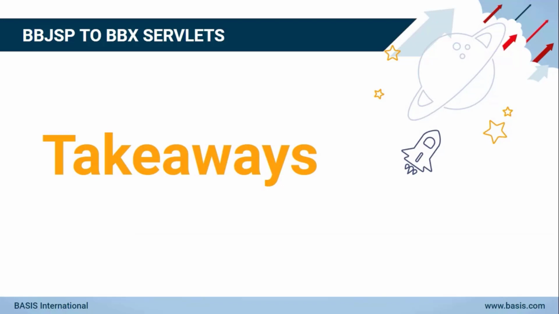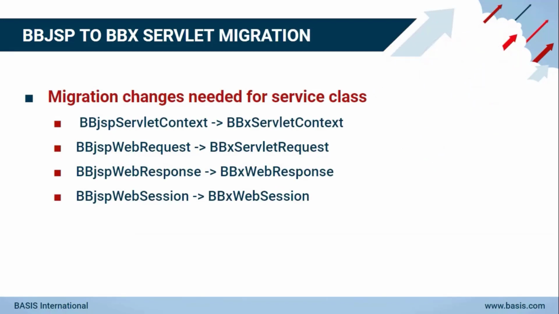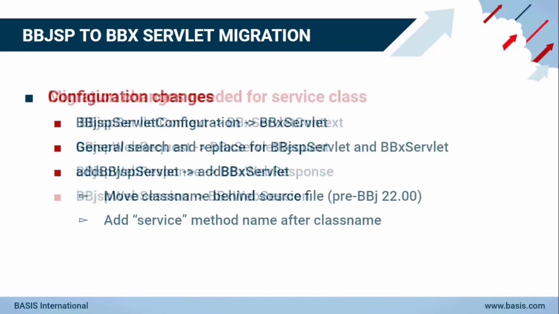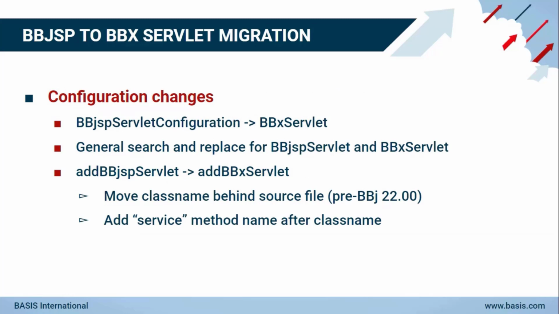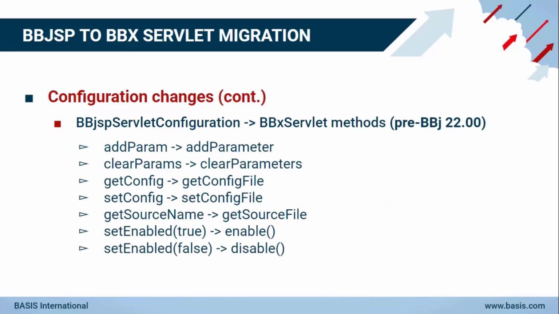So what are the takeaways from all this? Well, I found that while the execution side of BBjspServlets could in fact be easily migrated by changing the servlet context, web request, web response, and web session to their BBxServlet counterparts, the configuration side of the equation posed a little bit more of a challenge. The mismatch in argument patterns in the add servlet methods made it a tedious task to go through and manually change the ordering of the mapping source and class name. An equally tedious task was to change the method names between the BBjSP configuration and BBxServlet configuration objects.